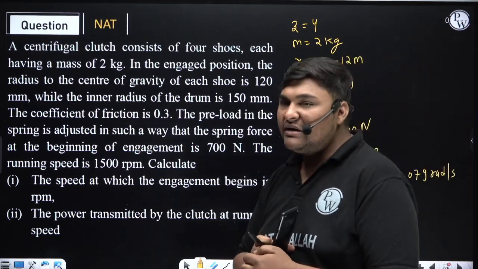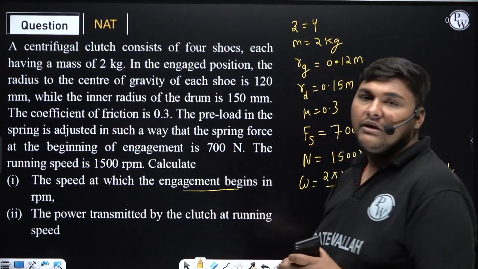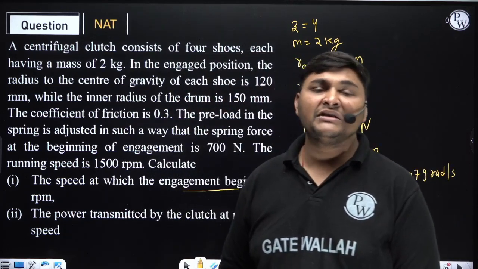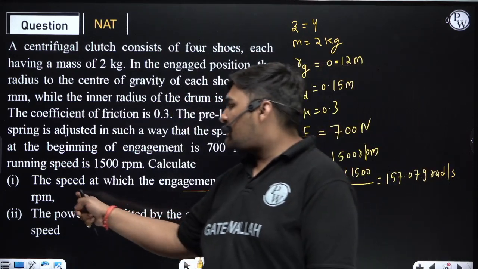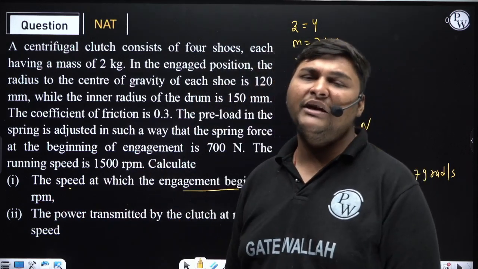Now, what is the examiner asking first? The speed at which engagement begins. Suppose I denote the speed at which engagement begins as omega 1, so we have to calculate omega 1. But omega 1 will come in radian per second, and the examiner is asking in RPM. So first we will calculate omega 1, then we can convert that into RPM.